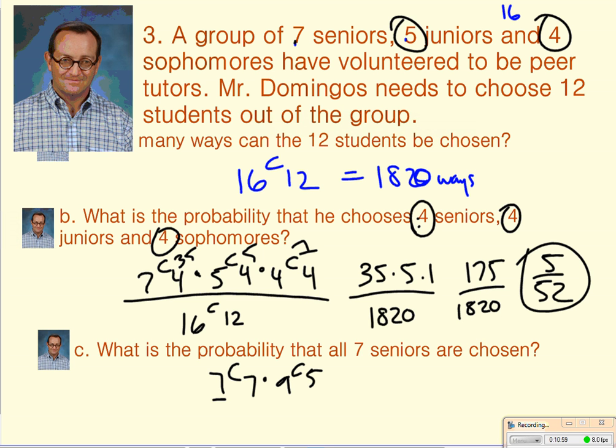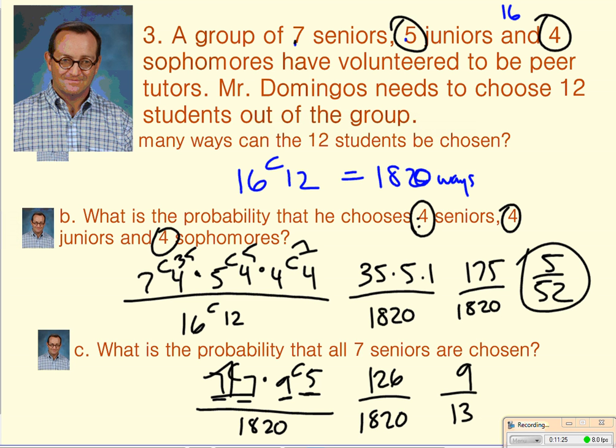Okay, so this takes care of the seniors, but there's 5 other tutoring spots out of 9 kids, all out of that 1820. So 7C7 is 1. 9C5 is going to be 126. So that's going to be 9 out of 130.